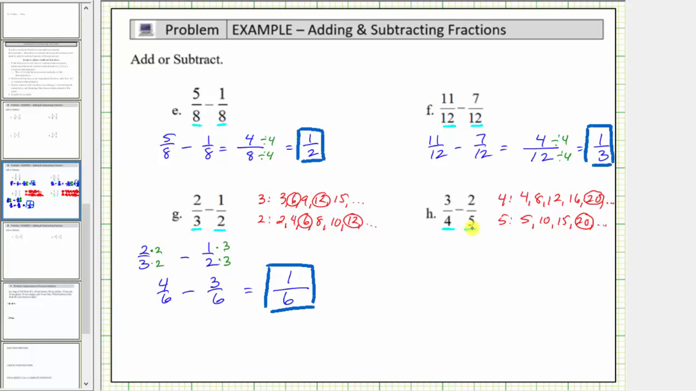Also notice how 4 times 5 is equal to 20, which also gives us the LCD. Again, the product of the denominators will always give us a common denominator, but not always the least common denominator. For the next step, we write 3/4 and 2/5 as equivalent fractions with a denominator of 20.